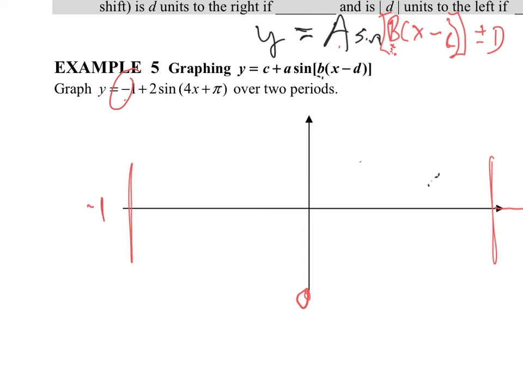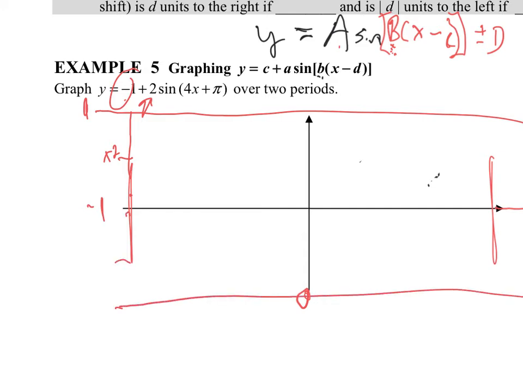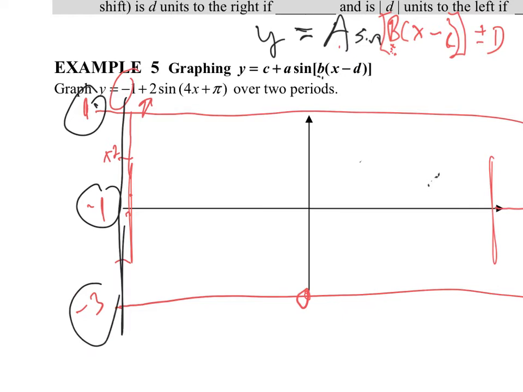Then, if my amplitude is 2, the negative 1 plus 2, if I add 2 to it, then this horizontal line would become a negative 1, a 0, and a 1, down to negative 2, negative 3. So I got my other one down here at a negative 3. These numbers are very important. The 1, the negative 1, the negative 3 are very important.